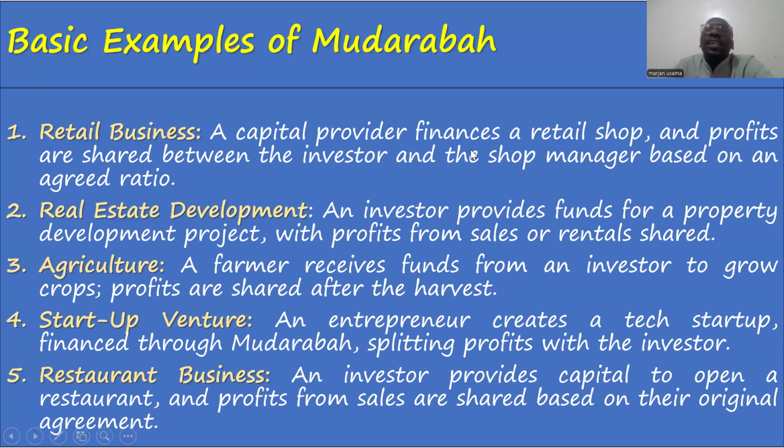So a capital provider finances a retail shop and profits are shared between the investor and the shop manager. There is a business center. The business center needs some money. So the Rabbul Mal will give the business center the money. Hey, take this $1,000, invest, and then we'll share the profits, maybe 50-50 or 60-40.